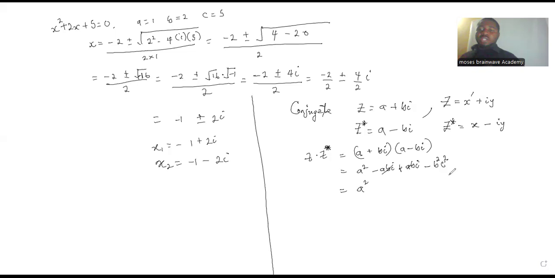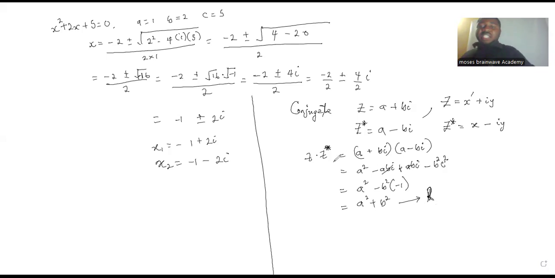I squared is what? I squared is -1. So I have minus b squared multiplying -1. So I'm going to be getting a squared plus b squared. Now, you can see that there is no imaginary part here. We only have the real plane over here.